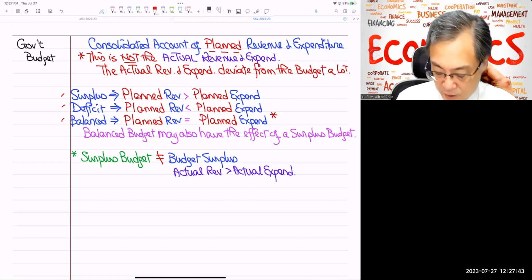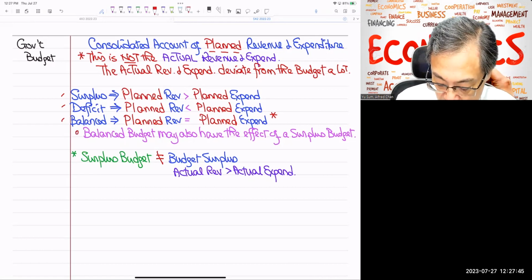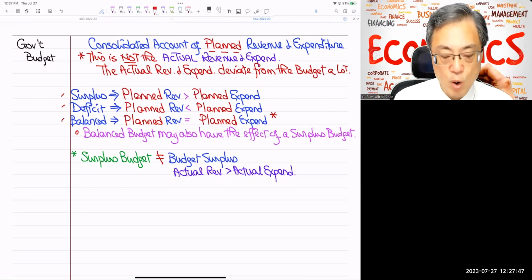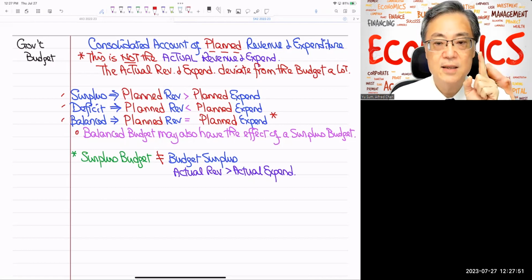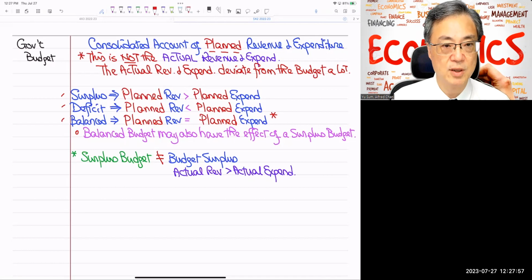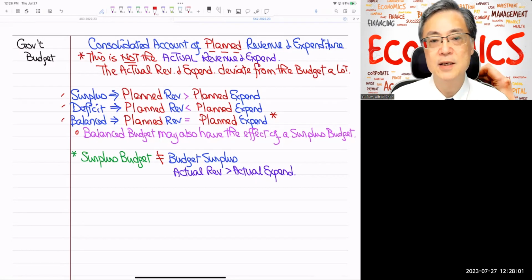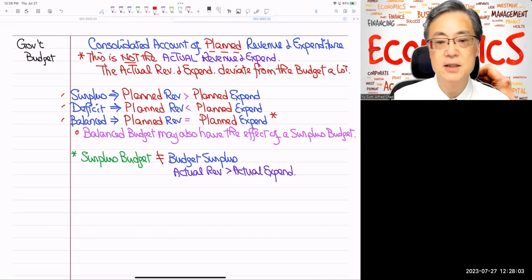Okay, now, however, this is worth mentioning. I'll mention this again, or more, in the next session. Now, what's funny is that the balanced budget probably will create the effect of a surplus budget as well. Why? It's more like an expansionary effect. We'll cover that in session 3.